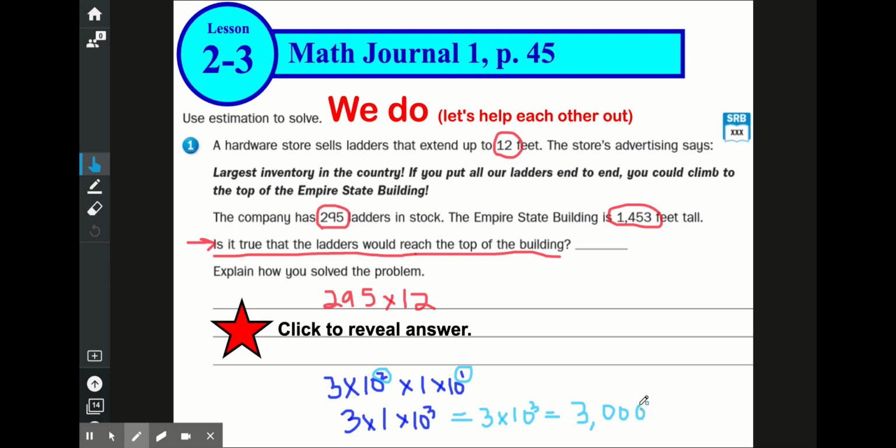You would take 295 times 12, round it to 300 times 10. That gives us 3,000. Is it true that the ladders would reach the top of the building? We only needed 1,453 feet. Is it tall enough? Yes. And again, when it says to explain, we've got that right here. We have all of our work here, and that will help us explain. So get into that habit of writing out all of your work. One, so you can go back and check it if you find that you've made an error. Two, you can refer to it when it is time to explain your thinking.